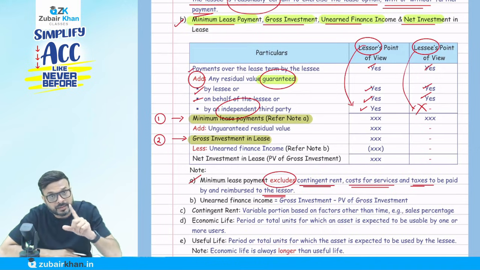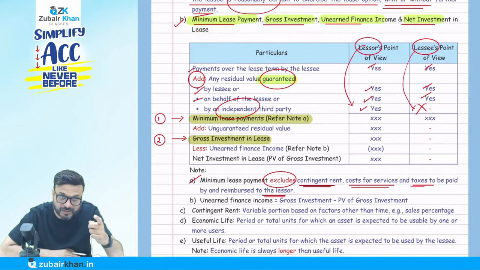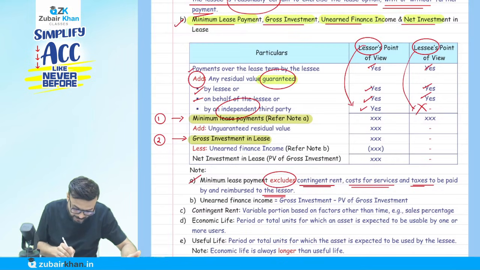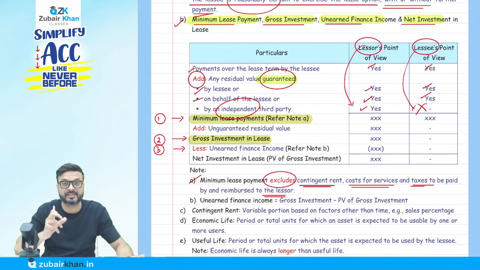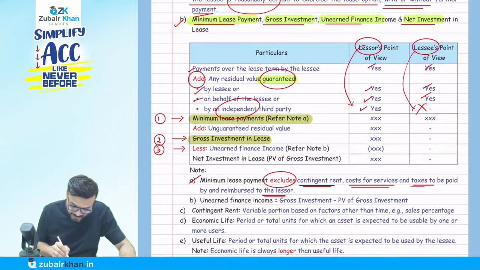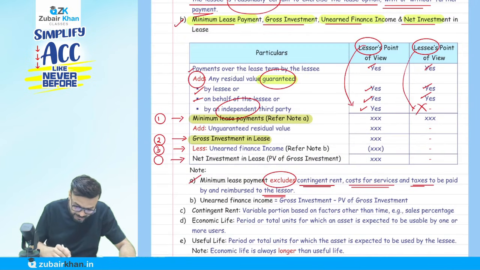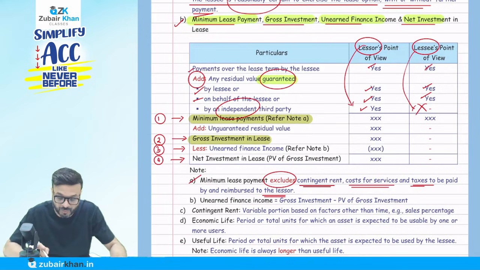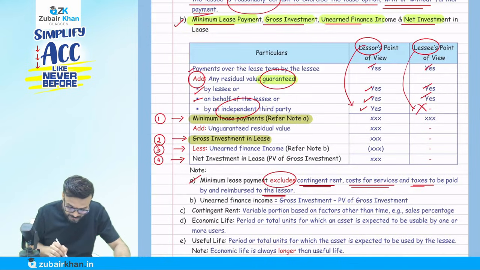But there is an interest component in that. So when we talk about this gross investment or the minimum lease payment, whatever payment is being paid by the lessee, there is an interest component in that. So if from this gross investment we deduct the unearned finance income, which is nothing but the interest component in that payment, then we will get a net investment. A net investment in what? In the lease. You got the point?